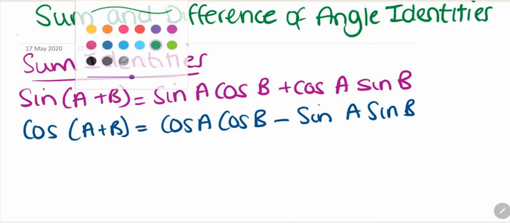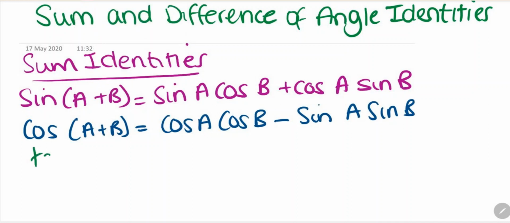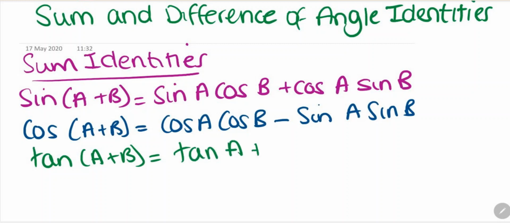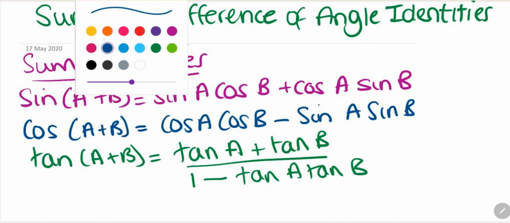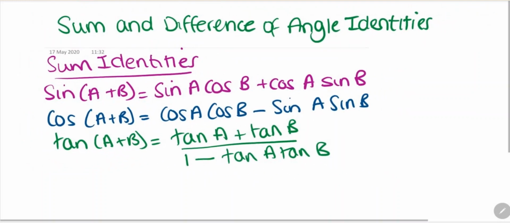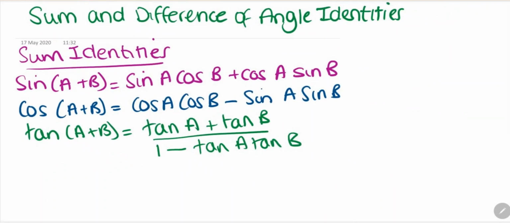And if we're doing tangent, so we have tan of a plus b, this will be tan a plus tan b, divided by 1, and if this is a positive, this will be minus, so it's 1 minus tan a tan b. So this is the sum. So now we're going to look at the difference.